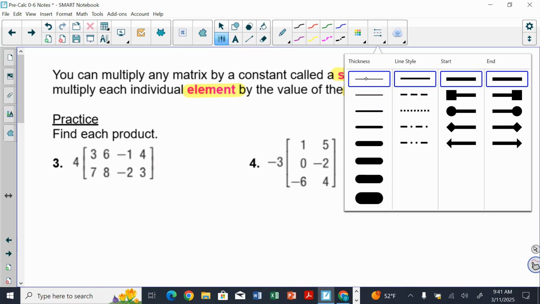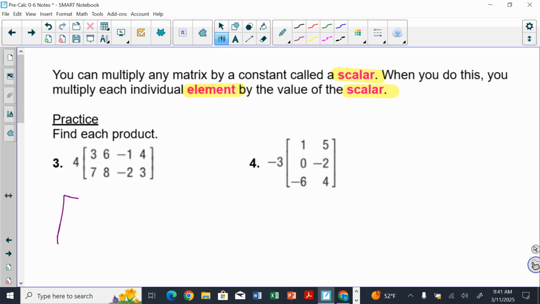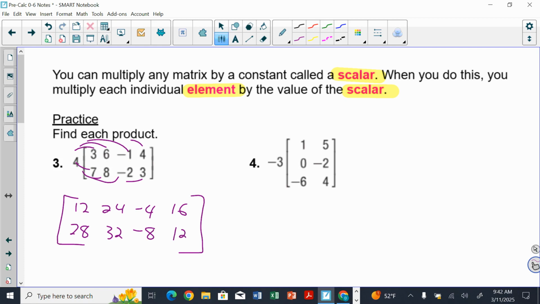This new matrix C is just going to be 4 times all these numbers here and here. So 4 times 3 is 12, 4 times 6, 24. Then we have -4 and 16. And in the second row, we'd have 28, 32, 4 times 8 is 32, -8, and then 12. So really simple multiplying.